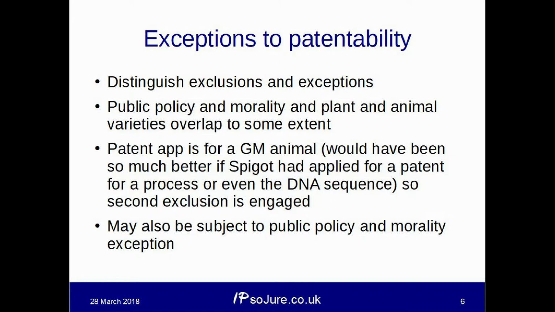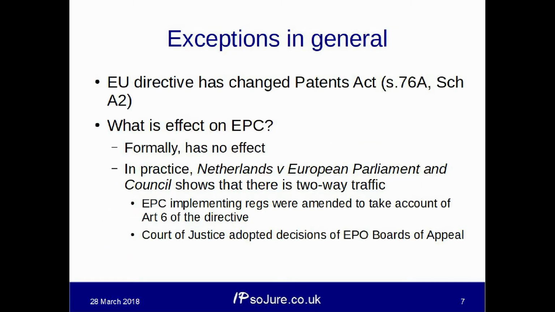By the way, although I don't think this would necessarily feature in your answer, if Spigot had applied for a patent for a process, or even a patent for the DNA sequence, I think they might have been on much stronger ground. But claiming the animal has potentially, at any rate, fallen into a trap. And this problem of blindness means that public policy and morality is also probably requiring consideration. And that leads us to a particularly complicated part of this already complicated enough question, which is covered in the subject guide, the module guide.